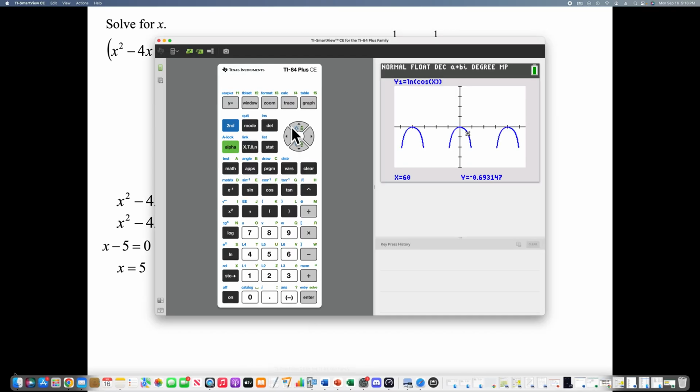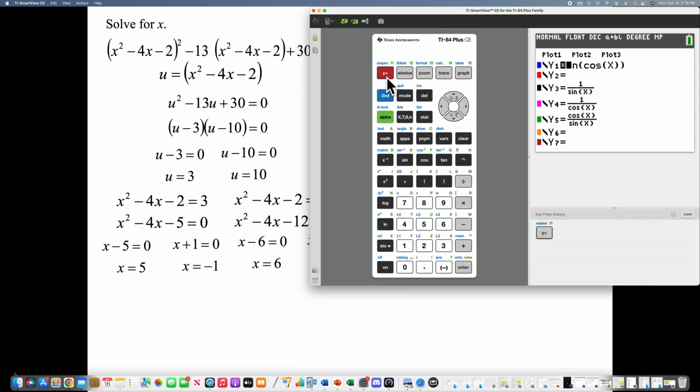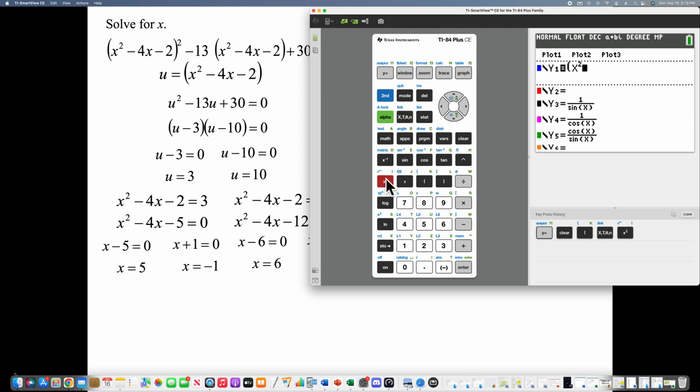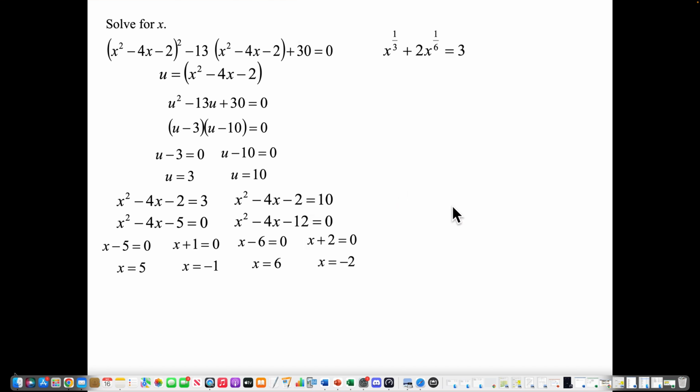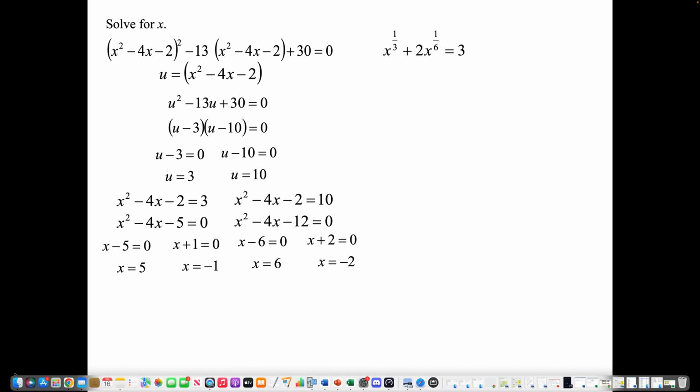In fact, let's go grab my calculator and we'll practice that real quick here. All right, so y equals, whoops, let me clear that out. So left parentheses, x squared minus 4x minus 2 parentheses squared, and then I'm also going to show you another way to type this in, which is quicker, minus 13 parentheses x squared, oh, it quit again, doggone it, reopen it.